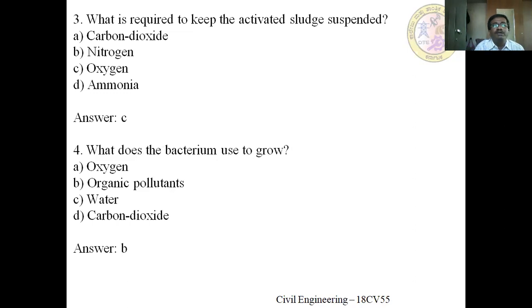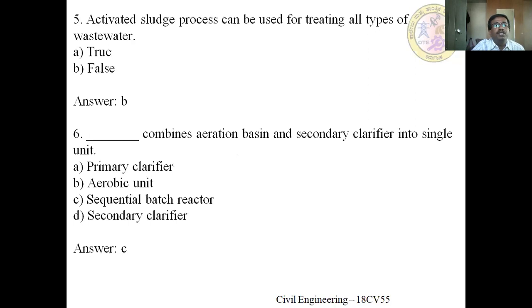What is required to keep the activated sludge in suspension? Carbon dioxide, nitrogen, oxygen, ammonia. If you maintain the suspension, it requires oxygen, that is aeration. What does the bacterium use to grow? It requires organic pollutants for survival. Can the activated sludge process be used for treating all types of wastewater? No, it is not possible to treat all types of wastewater. It is possible to treat wastes which are free from toxic materials.